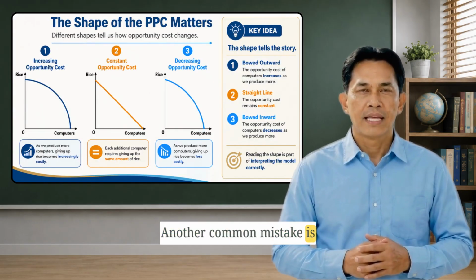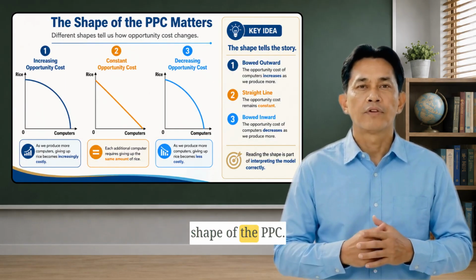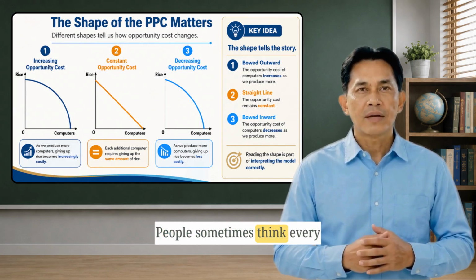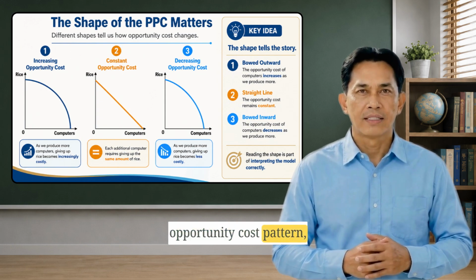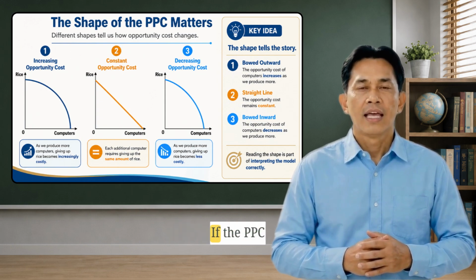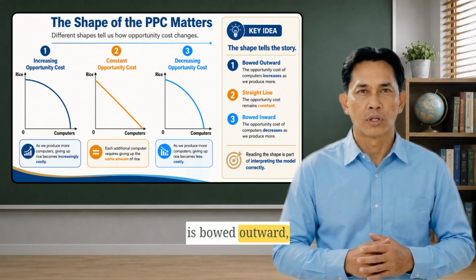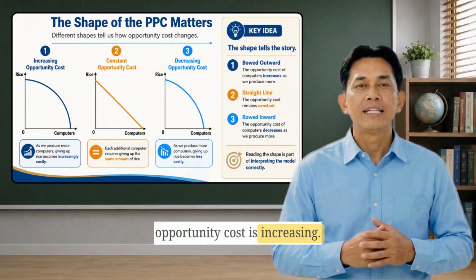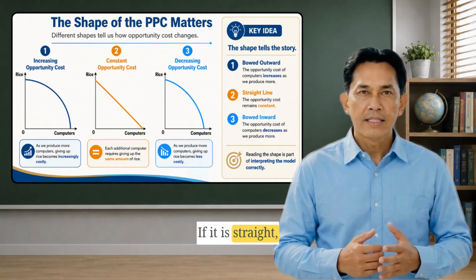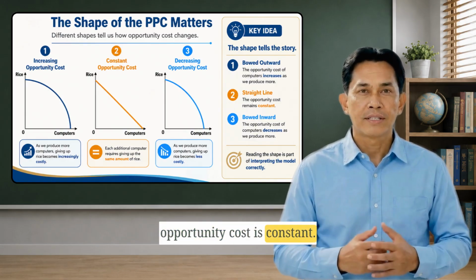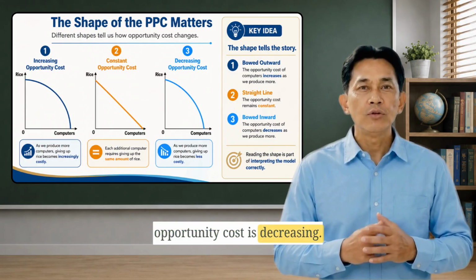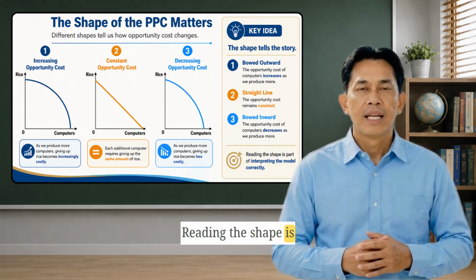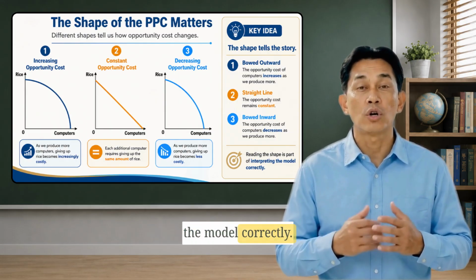Another common mistake is ignoring the shape of the PPC. People sometimes think every PPC has the same opportunity cost pattern, but the shape matters. If the PPC is bowed outward, opportunity cost is increasing. If it is straight, opportunity cost is constant. If it is bowed inward, opportunity cost is decreasing. Reading the shape is part of interpreting the model correctly.